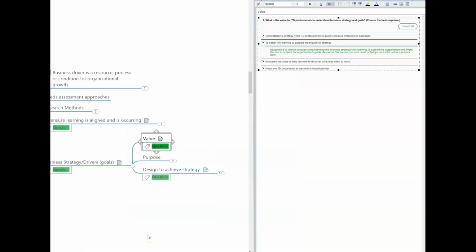Question, what is the value for TD professionals to understand business strategy and goals? Answer, to better link learning to support organizational strategies. This answer is correct because understanding the business strategy links learning to support the organization and aligns the two to achieve the organizational goals.